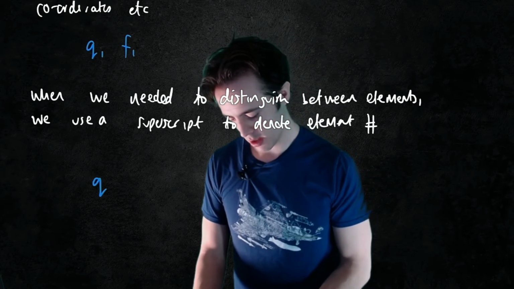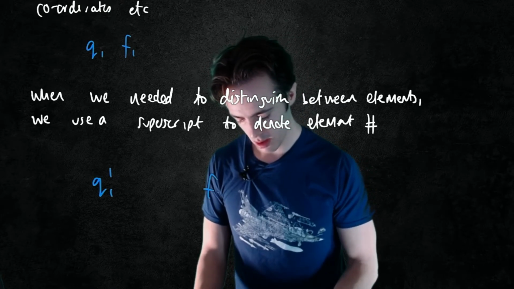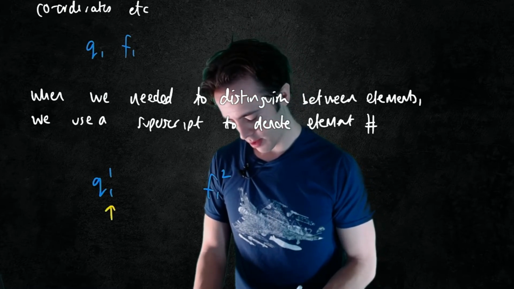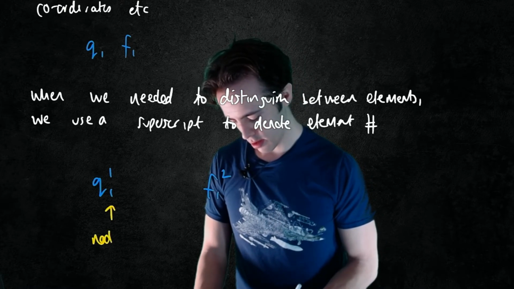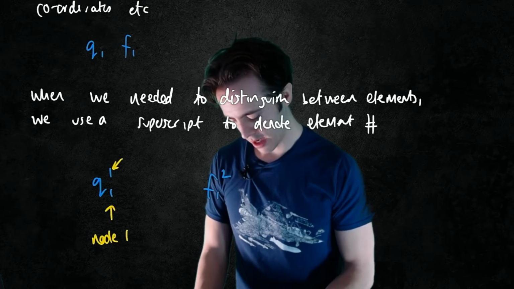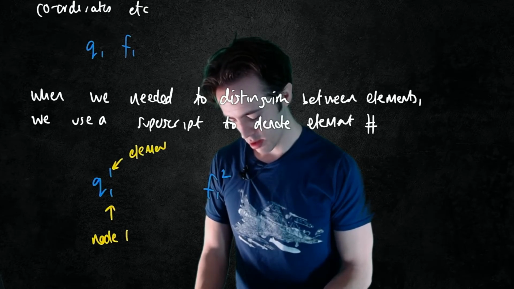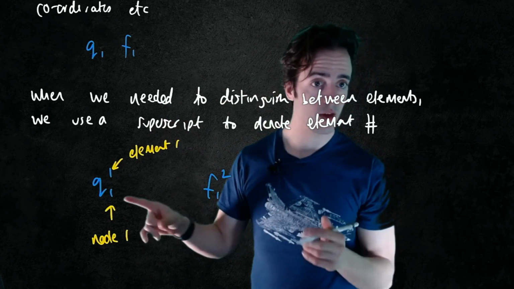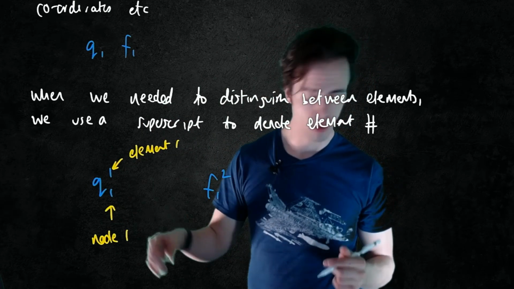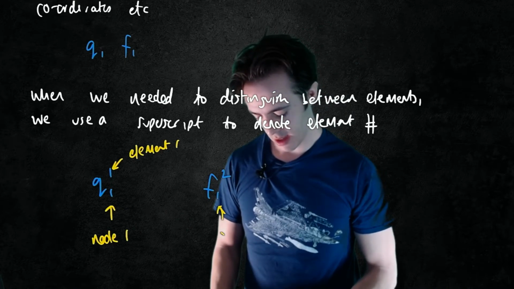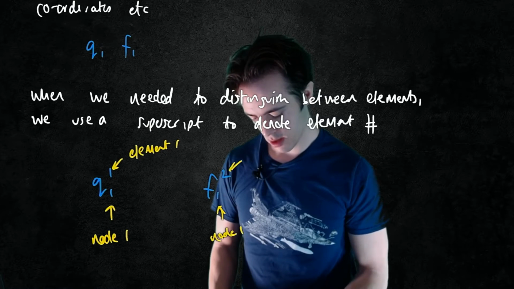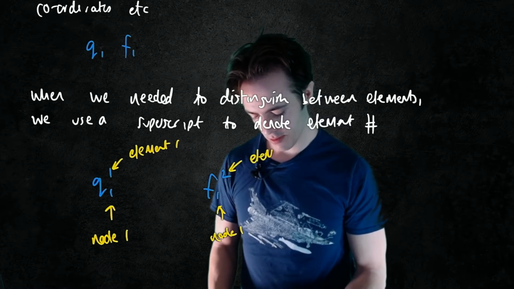So this would be Q11, F12, for example. This says node 1 of element 1. Okay, and this is just a pure local, this means the first node that it's connected to for element 1. Okay, this would be similarly node 1, element 2.